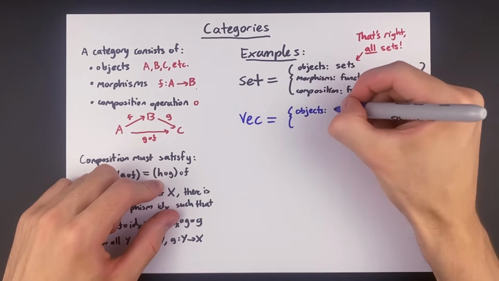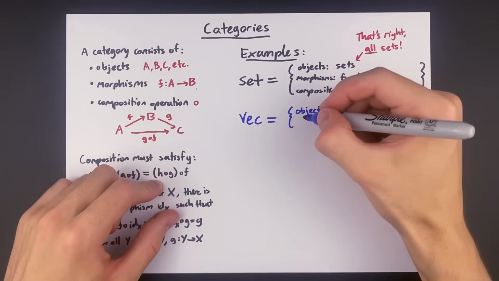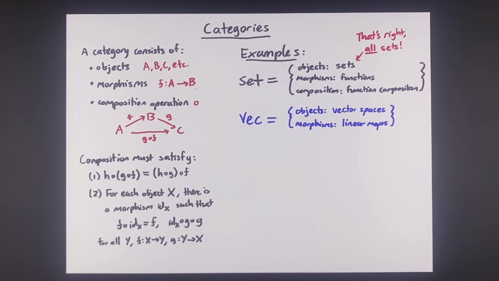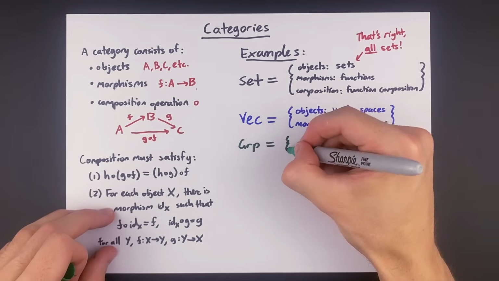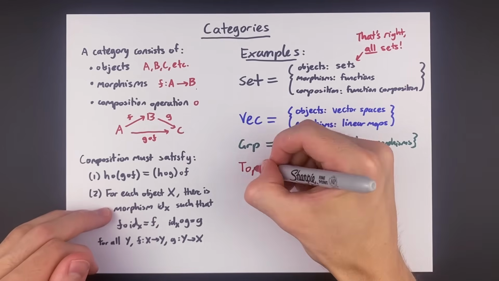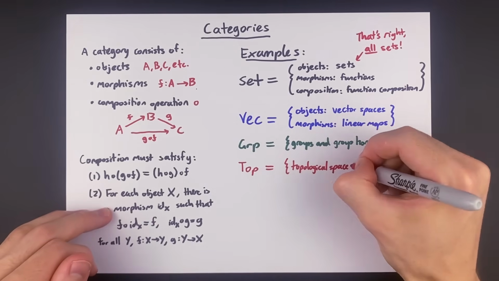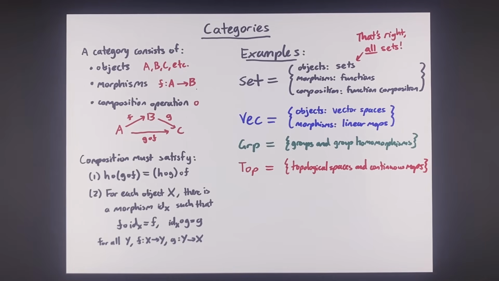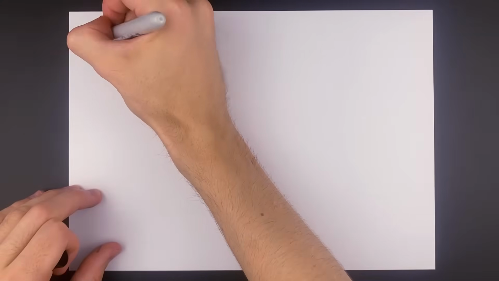Its objects are all possible vector spaces, its morphisms are all possible linear functions, and its composition operation is, once again, composition of functions. Group is the category whose objects are groups and morphisms are group homomorphisms. Top is the category whose objects are topological spaces and morphisms are continuous maps, etc. So right now, all we're doing is taking the algebraic objects we already know and collecting them into gigantic families. And now, finally, we can get to the actual definition of a product.